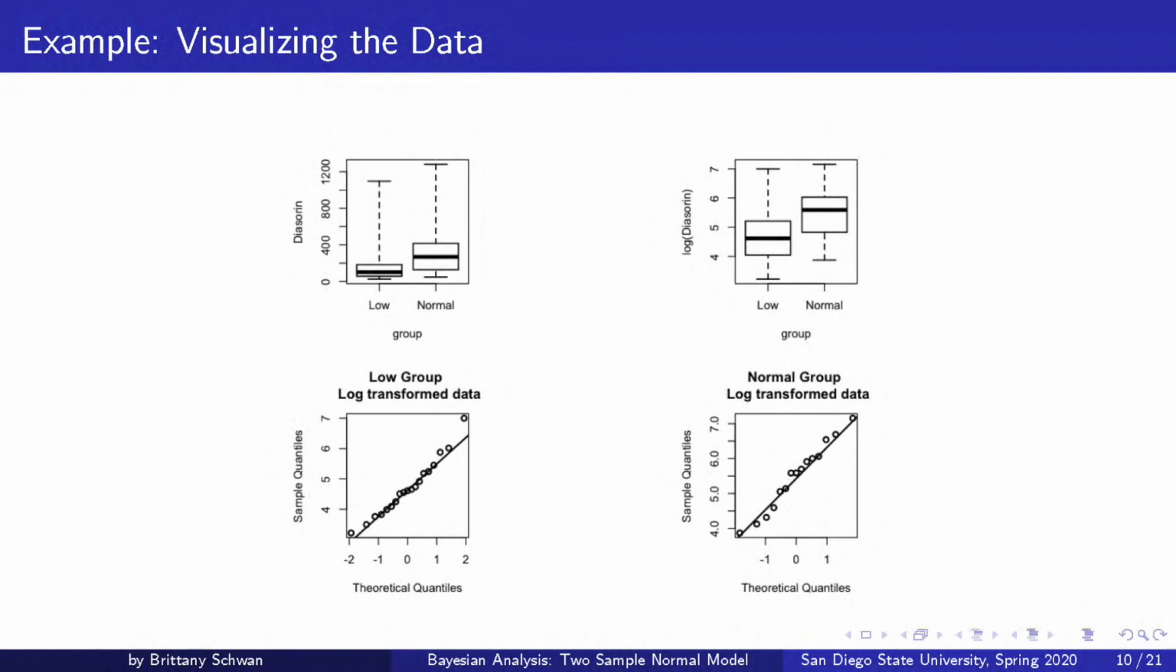To investigate this further, we can look at the QQ plots for the log transformation of the low and normal groups, and because the data seems relatively close to the line, we will assume approximate normality.